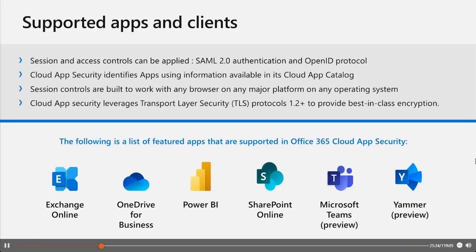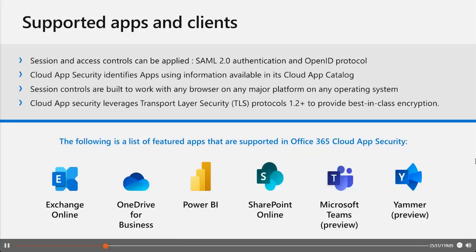And the list we see here of the specific featured apps is Exchange Online, OneDrive for Business, Power BI, SharePoint Online, Microsoft Teams in preview as I already mentioned, and Yammer, which is also in preview.